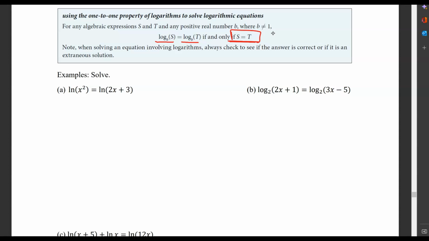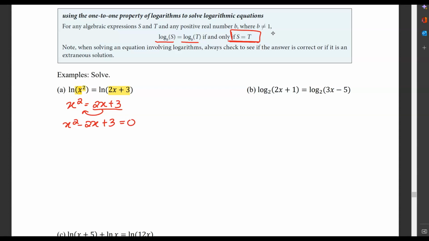So let's take a look at this first one. Notice I am looking at the natural log of both of these, which means that because both are natural logs, the base is the same, so I'm going to be able to set the insides of these natural logs equal to each other. So I'm going to end up with x squared is equal to 2x plus 3. Okay, so then what I want to do is isolate and move everything to the other side. So I'm going to end up with x squared minus 2x plus 3, set this equal to 0.